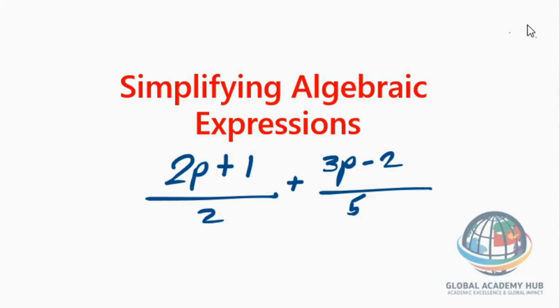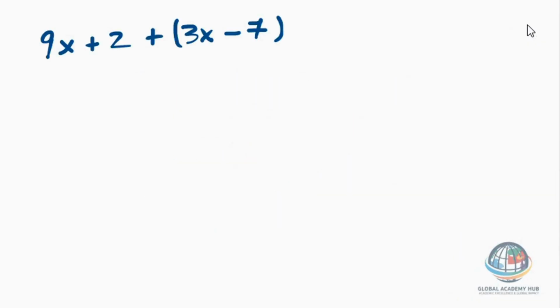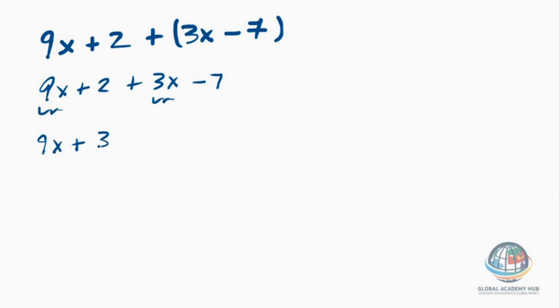Let's simplify some algebraic expressions. Let's start by getting rid of the brackets. So we have 9x plus 2 plus 3x minus 7. Next, we're going to put the like terms together. So here I have x variables. So I have 9x plus 3x, and now I have two constants. So I have plus 2 minus 7, and that will give me 12x minus 5.